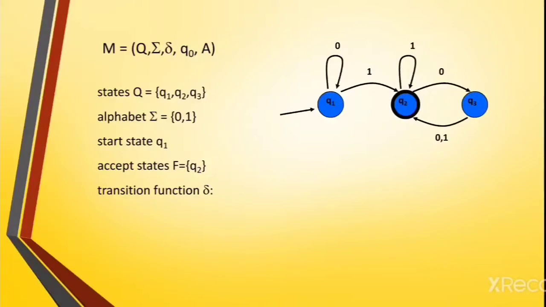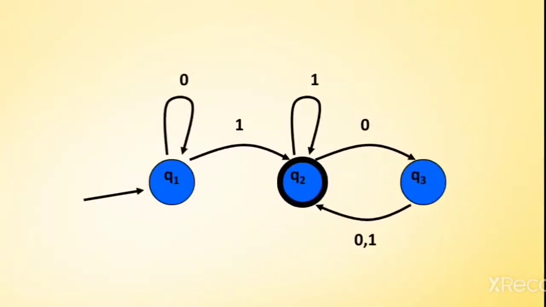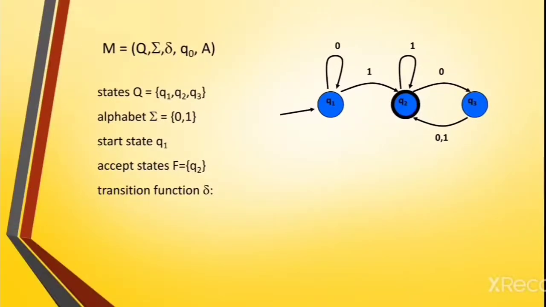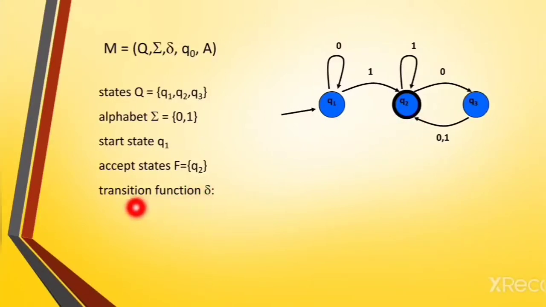And here is the given example problem. For this given DFA, M is defined as a quintuple, and in this diagram there are three states, that is Q1, Q2 and Q3, and the input alphabet given here is 0 and 1. Q1 is the starting state and Q2 is the accepting state. Here delta is the transition function and we have to write the transition table for the given DFA.